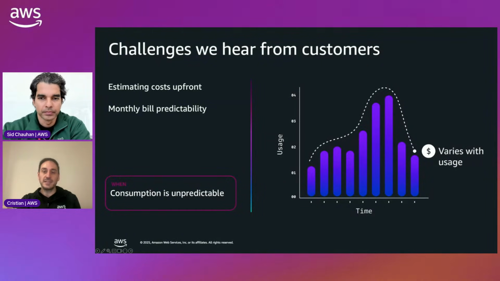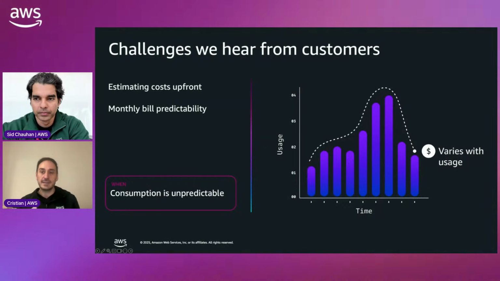And even when the dimension is really easy to understand, like something like requests, the pricing dimensions aren't normalized. So you can't just take the number of requests and estimate your costs across all the different services. You really have to look at the specific pricing dimensions of each service and features in order to be able to estimate what your costs are going to be upfront.